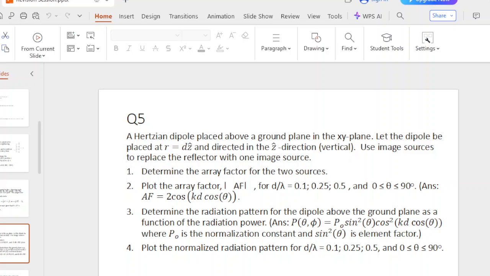So we are going to first determine the array factor. Secondly, we are going to determine the power factor. And finally, we are going to plot the polar diagram for the radiation pattern. And this is most likely the power pattern.